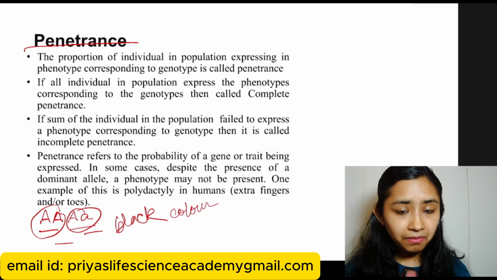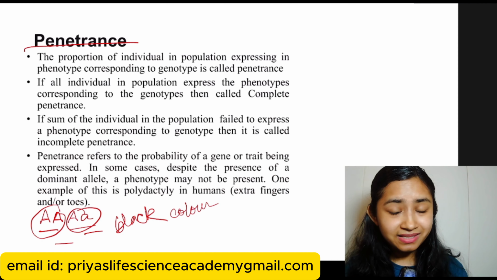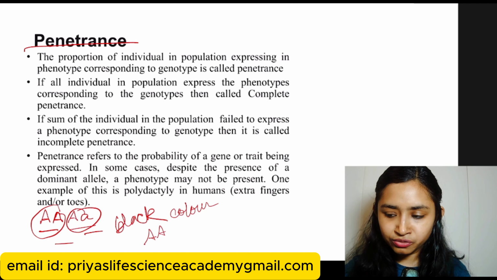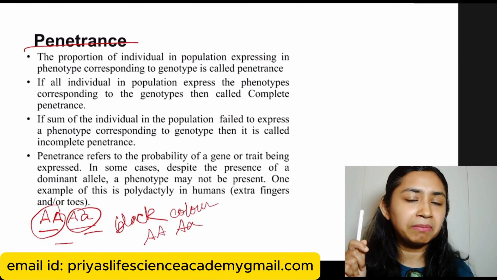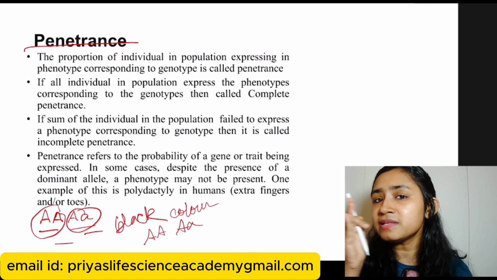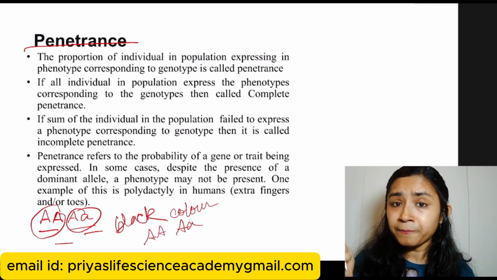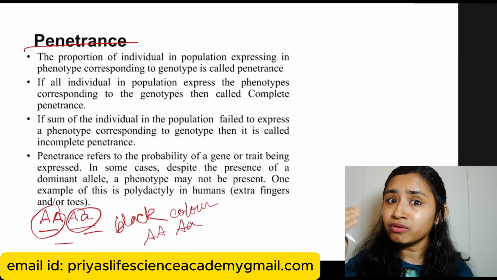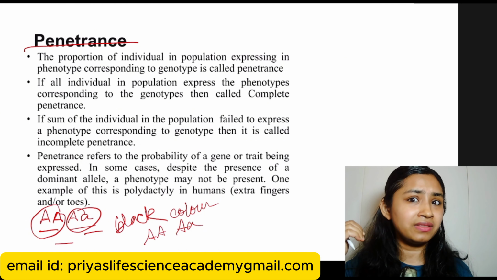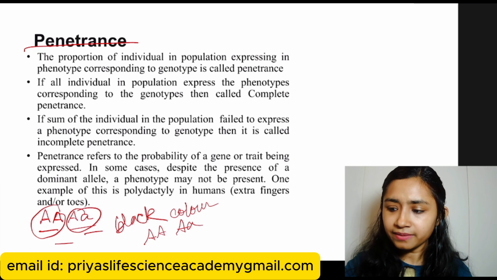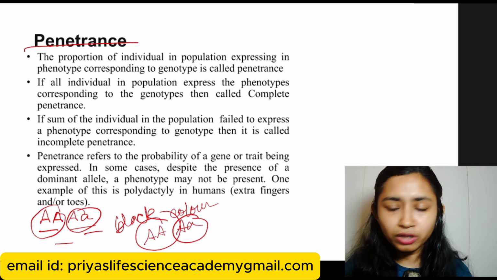Okay, but there are some instances where even if the animals have the genotype of capital A capital A or capital A small a, they will not express the black pigment of the body. So in spite of the genotype, there will be some individuals where the penetrance of the characteristic is not there. So the characteristic is not penetrated even if they have that genotype. Okay, so these animals will not be black.